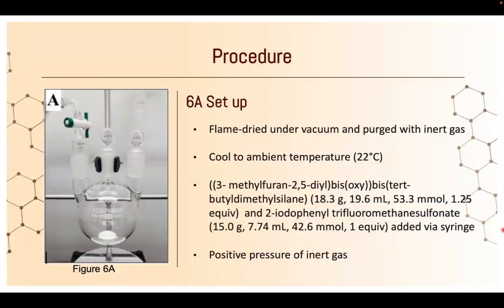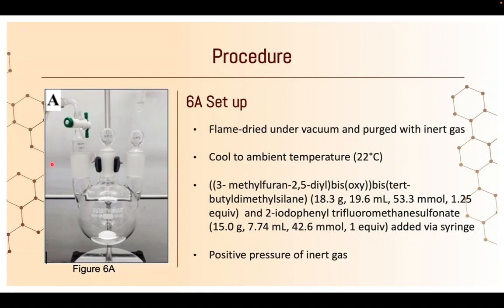So now I'm going to get into the procedure a little bit. To start, the procedure begins with a 500 milliliter 3-necked round bottom flask, as I showed previously, and can be seen in this image over here. It contains a Teflon-coated magnetic stir bar, and the apparatus is flame dried under vacuum and purged with inert gas, argon.